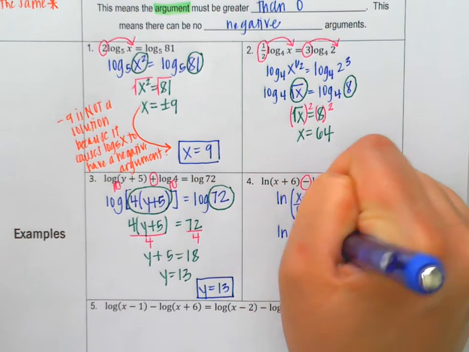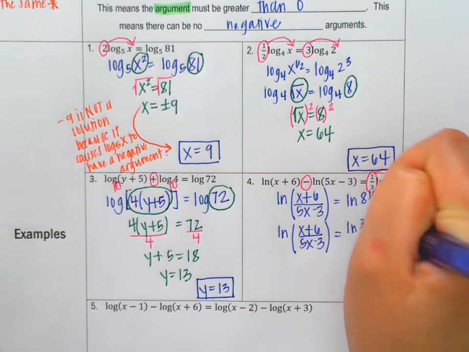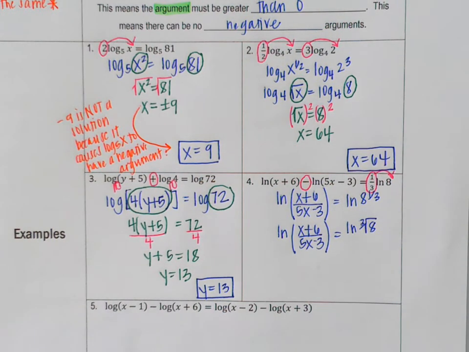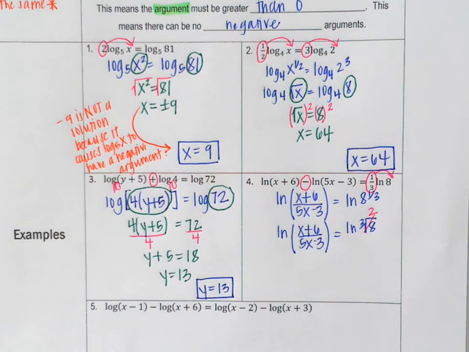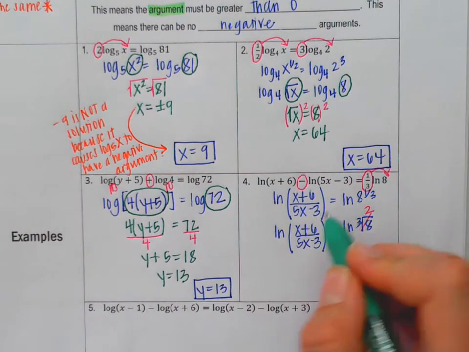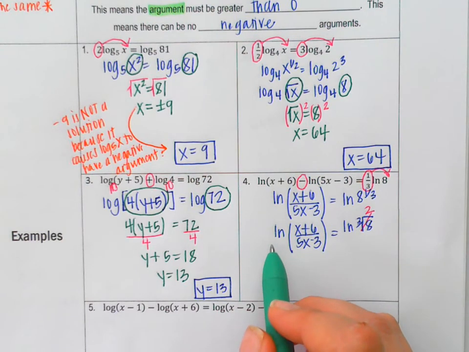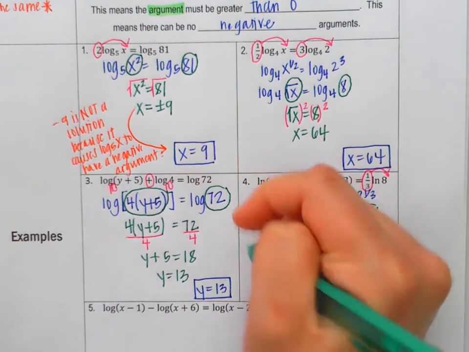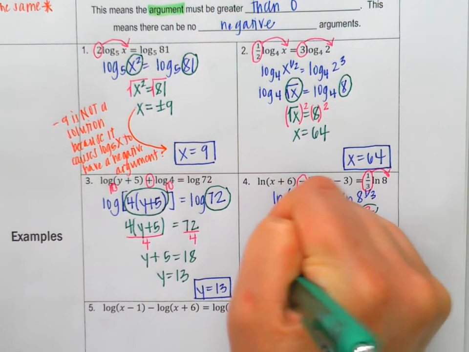I'm going to run out of room, aren't I? And then what is the cube root of 8? Well, the cube root of 8 is 2, so I'm just going to cancel it here. I would typically rewrite it, but because I know I'm going to run out of room, I'm going to write it there. Now I have 1 log on each side, log base e, because it's ln, and now I can set my arguments equal to each other. So x plus 6 over 5x minus 3 equals 2.